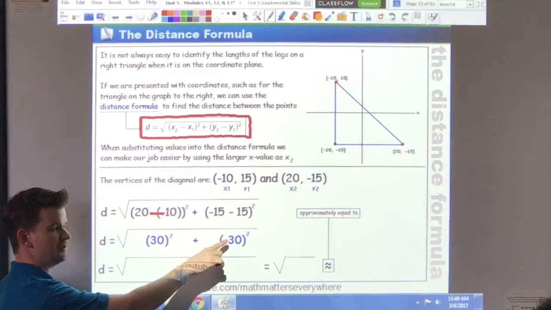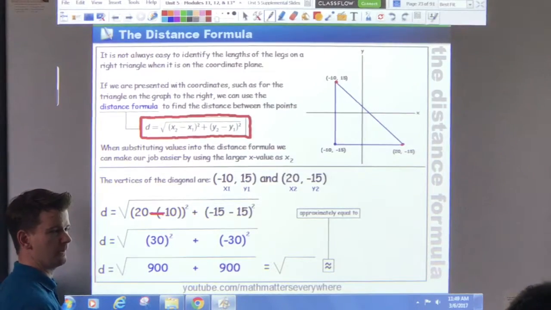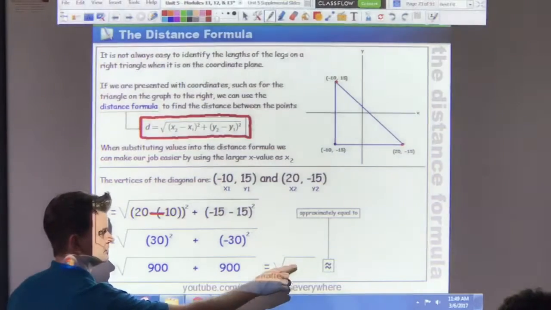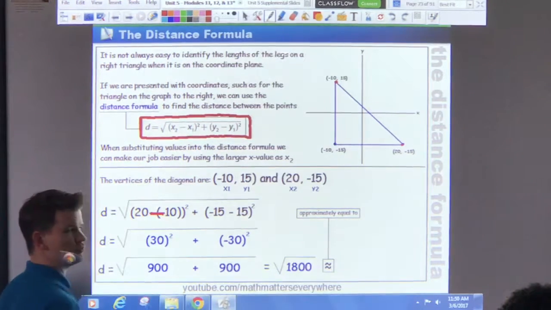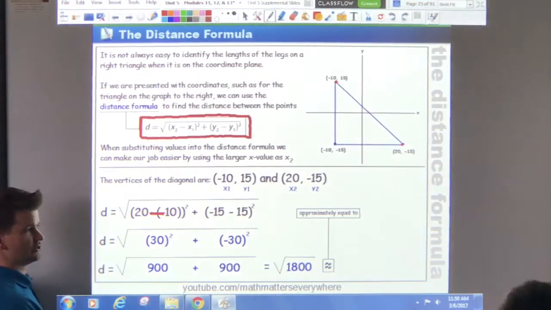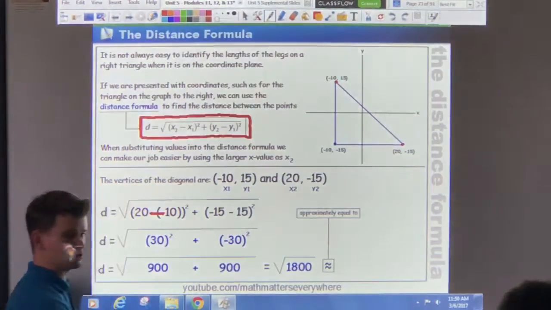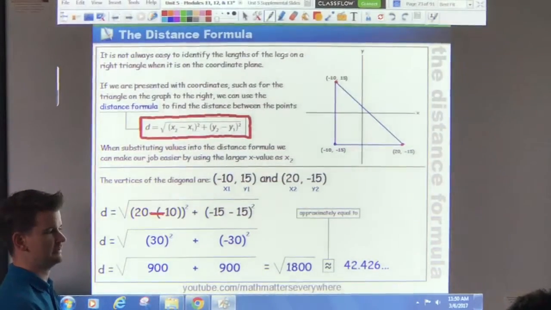And then when we multiply two negatives, we get a positive. So it's going to end up being 900 plus 900. You add those together, and you get the square root of 1800. Once again, that's our little wavy equal sign, because this is not a rational number. So we take the root of 1800, which is approximately 42.426... That is a non-terminating, non-repeating decimal because it's an irrational number.